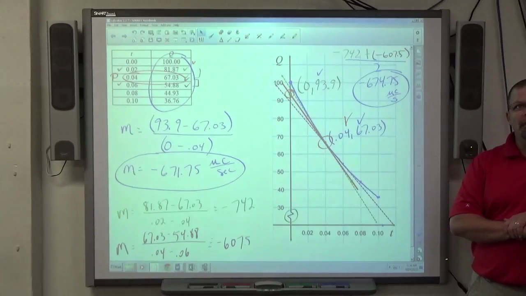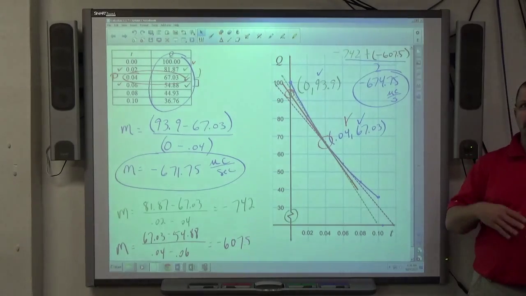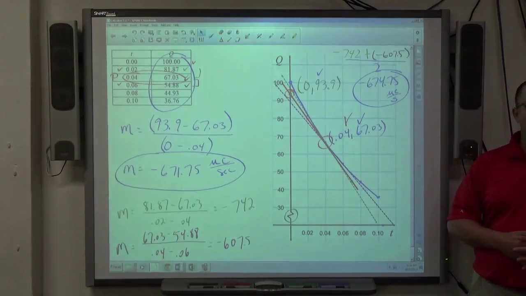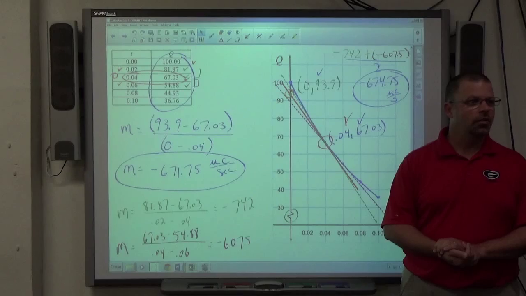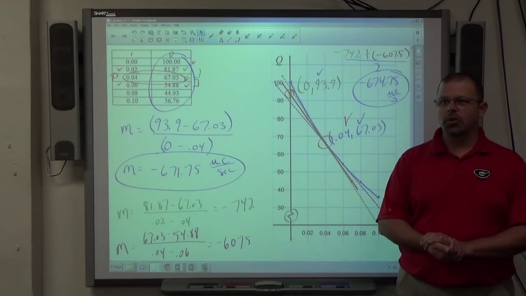Don't look in the back of the book and say, oh, their answer is this, my answer is this, so I don't know what I'm doing. Okay, you're going to be close. You might not be exactly the same. If you're exactly the same, it's a coincidence. Trust yourselves, right? Do what you're supposed to do.